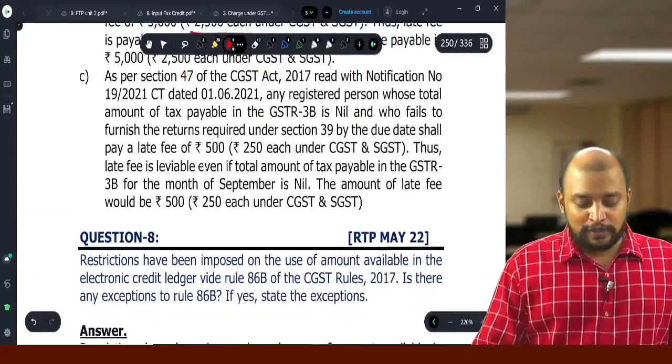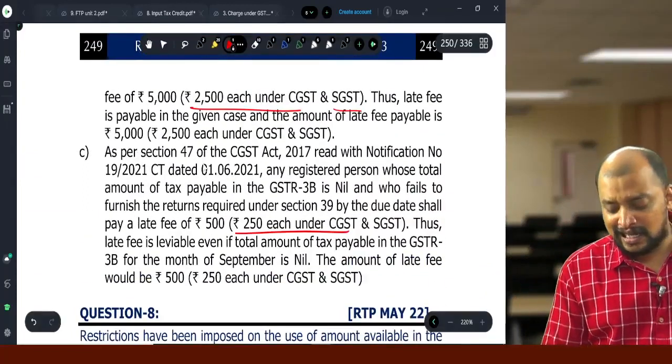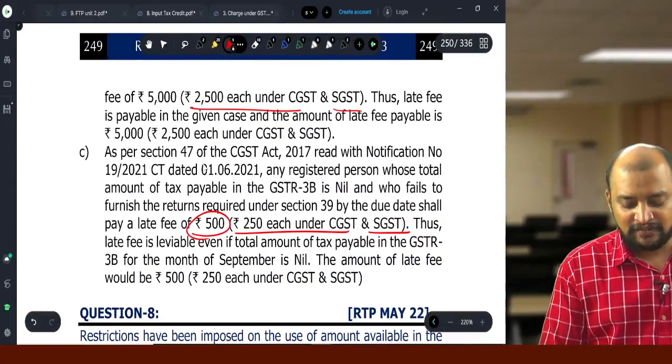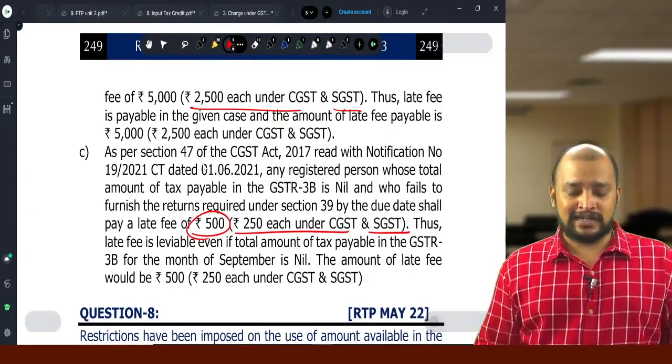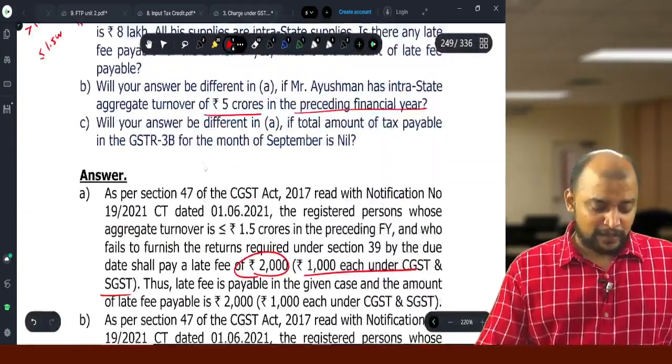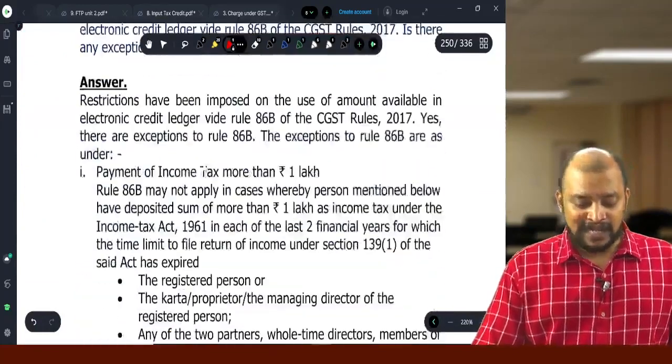So 250 rupees will be payable under CGST and SGST. So the maximum will be 500 for nil return. So this question is based on the late fee for delay in filing returns.